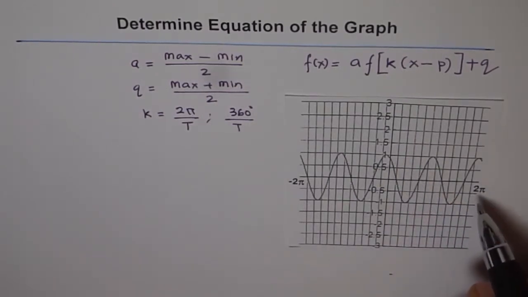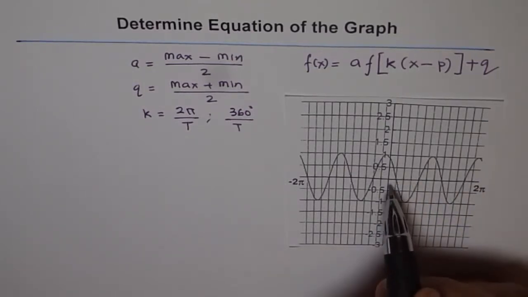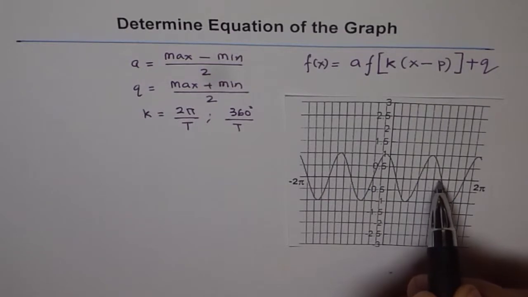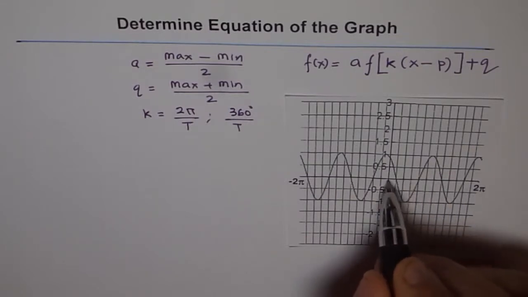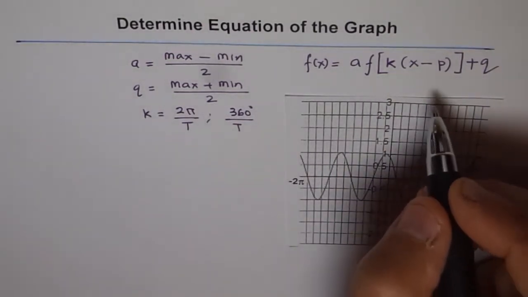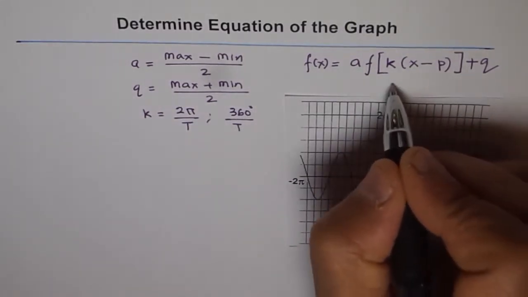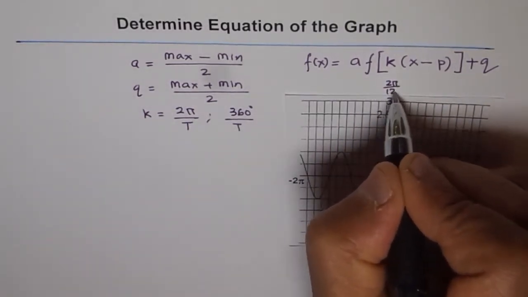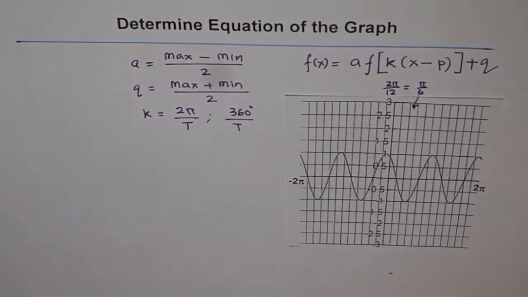Once you get a graph, it is a good point to check your scale also. So the scale here is, let's see how many divisions are dividing 2 pi. 1, 2, 3, 4, 5, 6, 7, 8, 9, 10, 11, 12. So there are 12 divisions which divide 2 pi. So each division is 2 pi divided by 12, which is pi by 6 for us. So each division here is pi by 6.